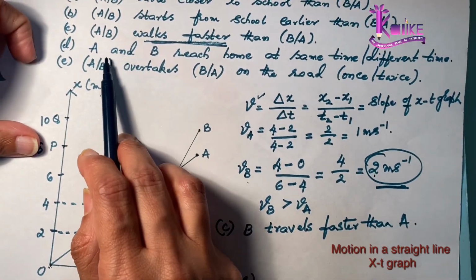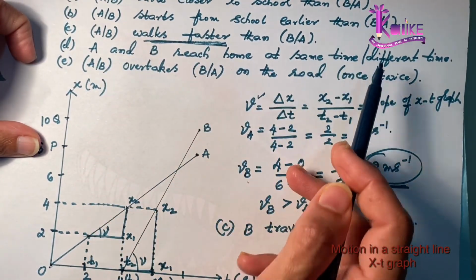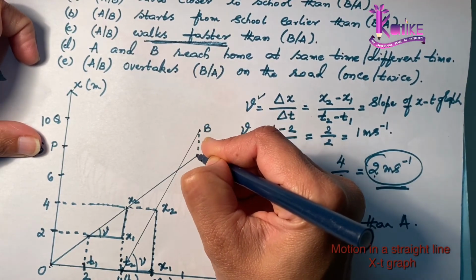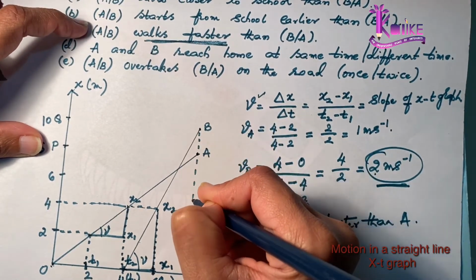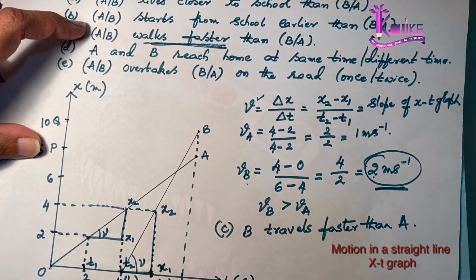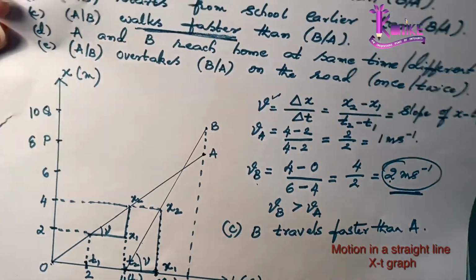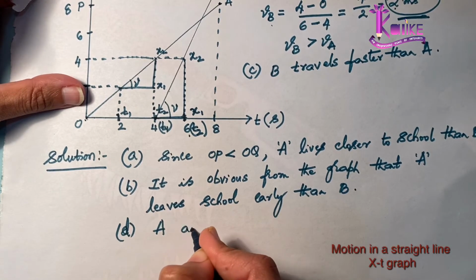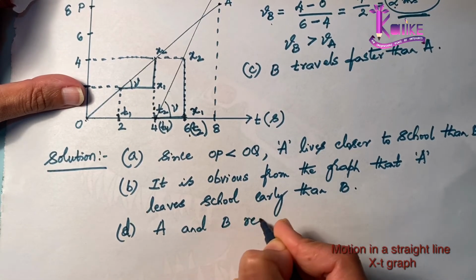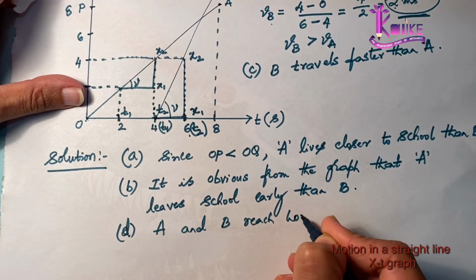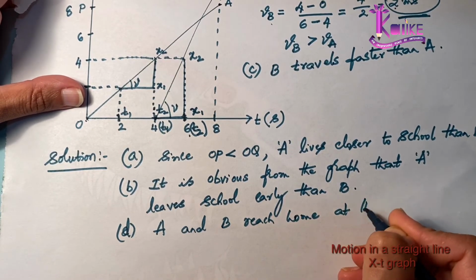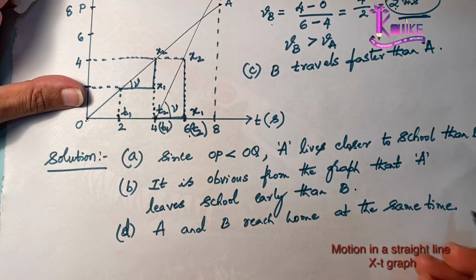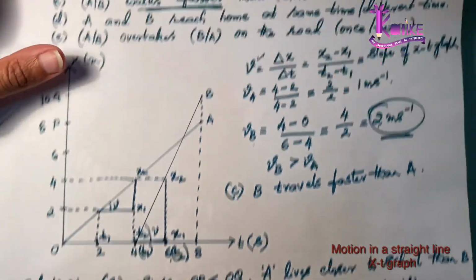Now next question, A and B reach home at same time or different time. Now we have to just drop down the lines and find out when they actually reach home. You can see from the graph that they both reach home at 8 seconds. So both A and B reach home at the same time. Right? Now the last one.